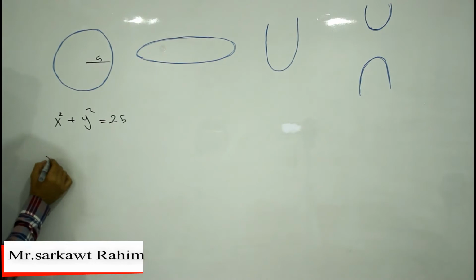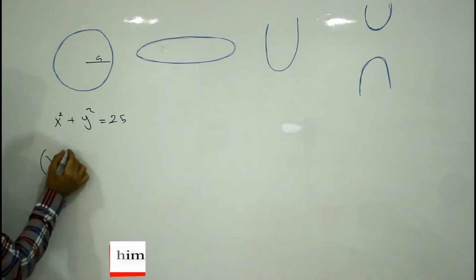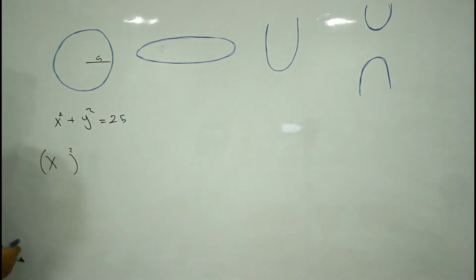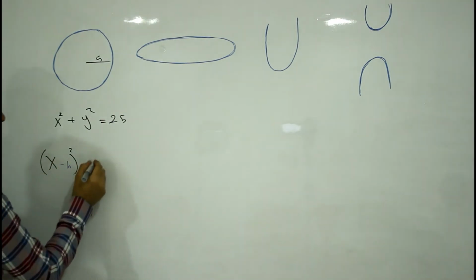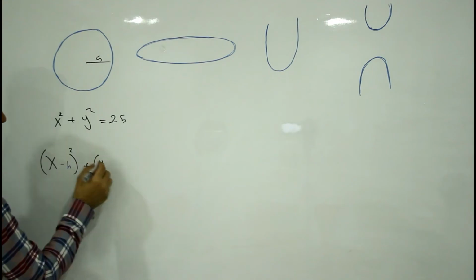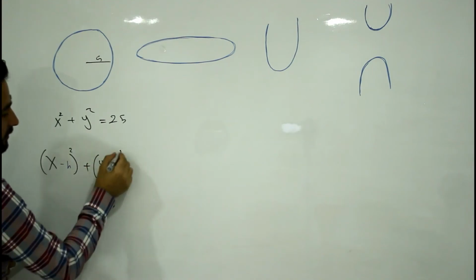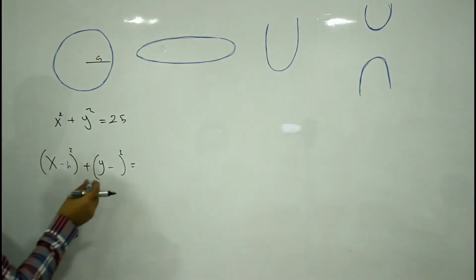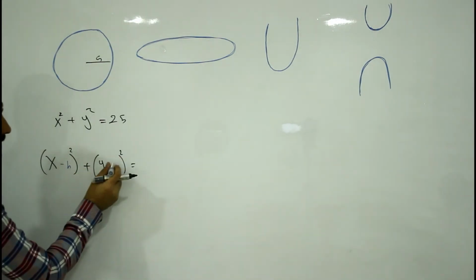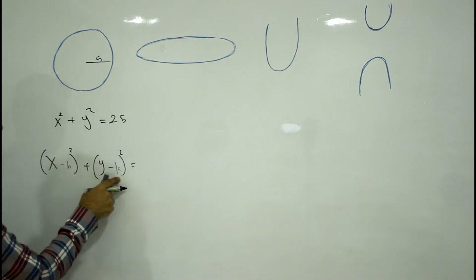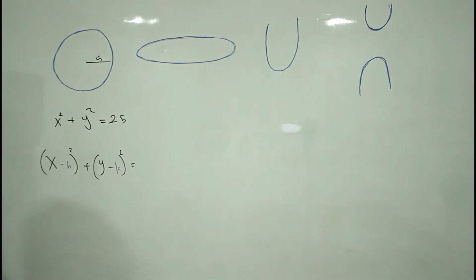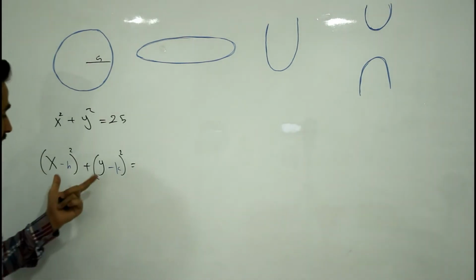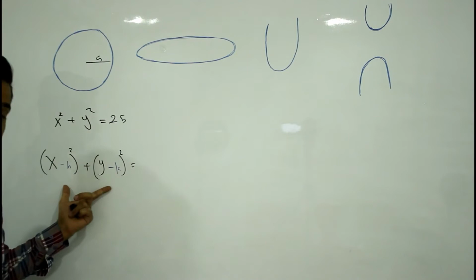You know, horizontal change is written with x, so you have to write x minus h, plus vertical change will happen to y, minus, we can say, k. This k is for vertical and this h is for horizontal. Okay, now this is the general rule for circle.